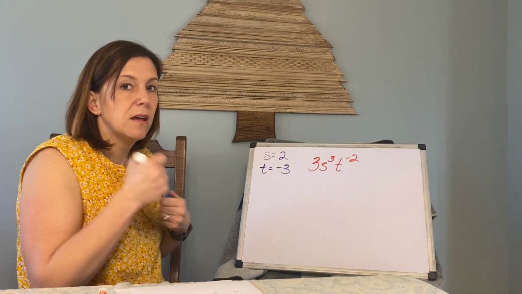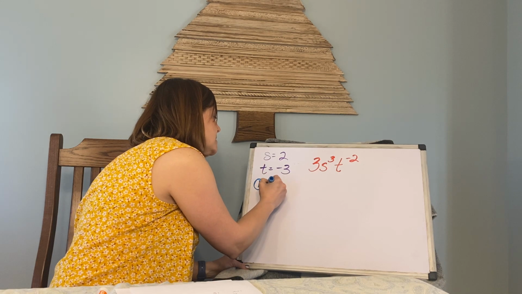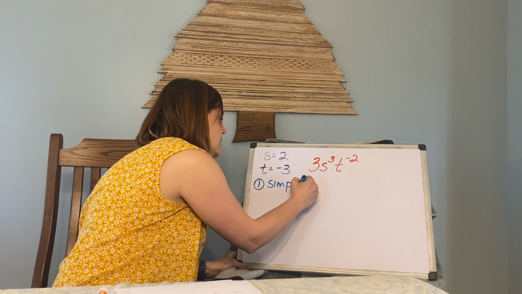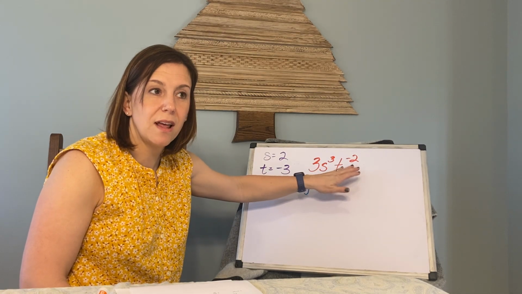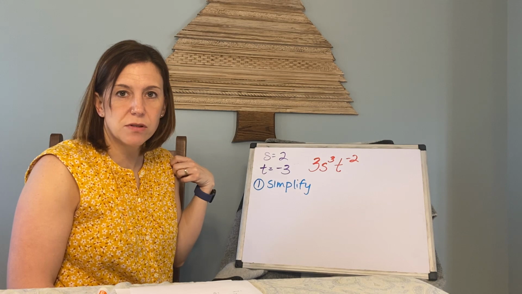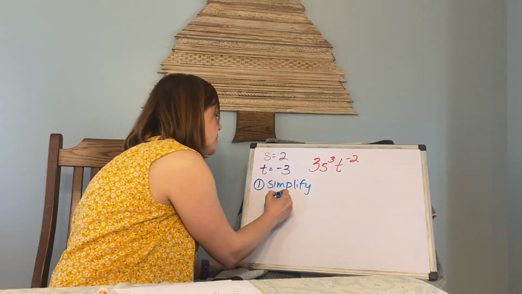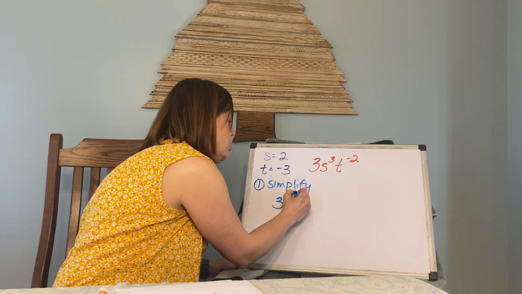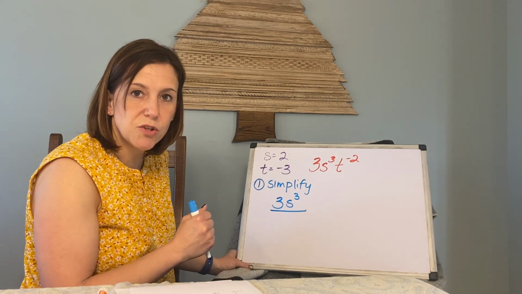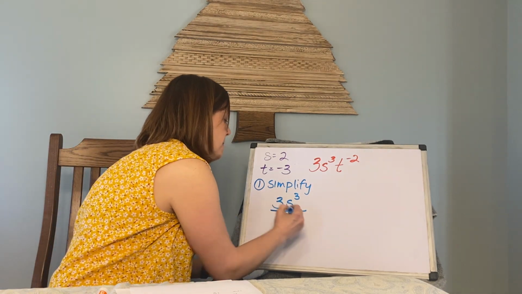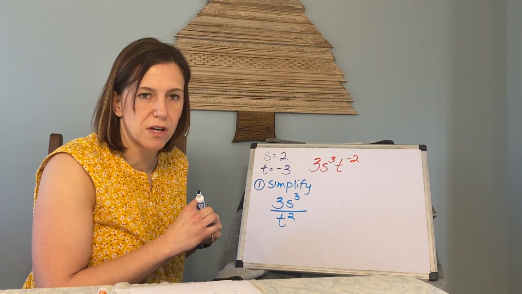So step 1, or method 1, this one I'm going to go ahead and simplify first. Meaning I'm going to clean up my negative exponents first. Then I'm going to plug in the values. Okay, so first I'm going to deal with that t to the negative second. 3 is fine, s cubed is fine, but I'm going to take that t to the negative second, change that to a positive and bump it to the denominator. So that's the cleaned up, simplified version of this expression.